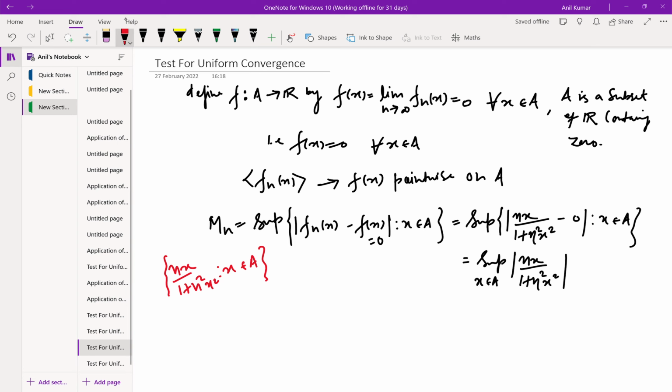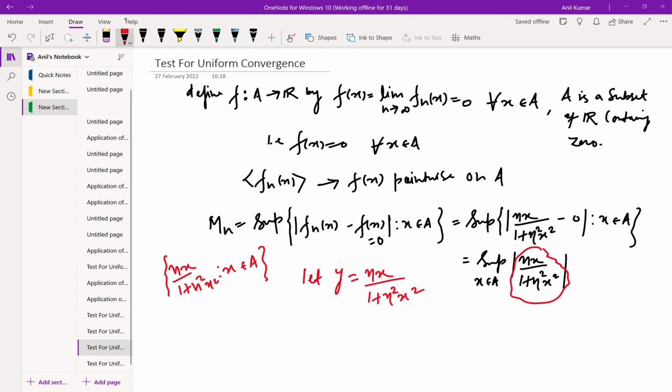So how to find the supremum of this set? I'll tell you a trick or a method which is very useful. First of all, whatever the function is inside this modulus, assume that function to be some function of x. Let y be this function, ठीक है, let y be nx by 1 plus n square x square, इसको हमने y मान लिया, a function of x, right?